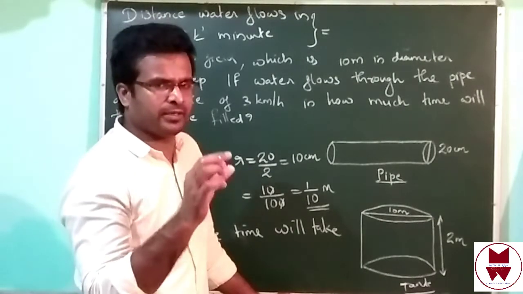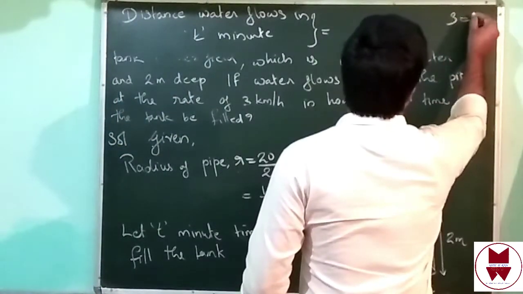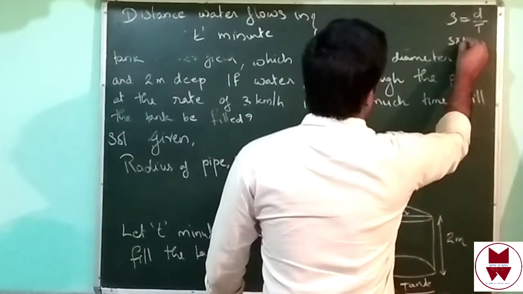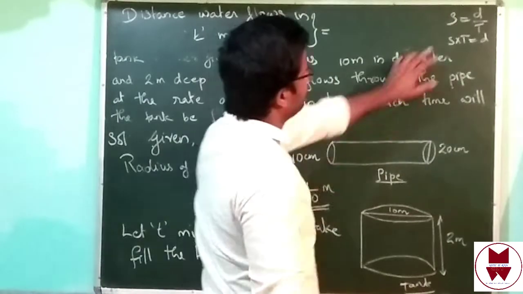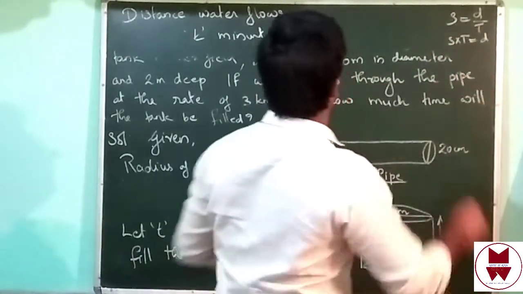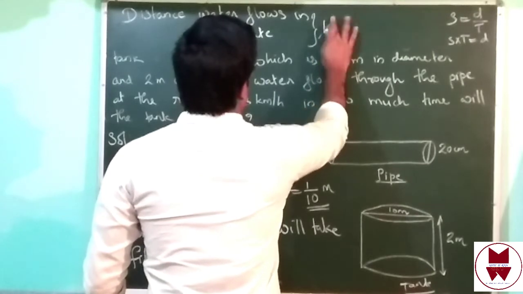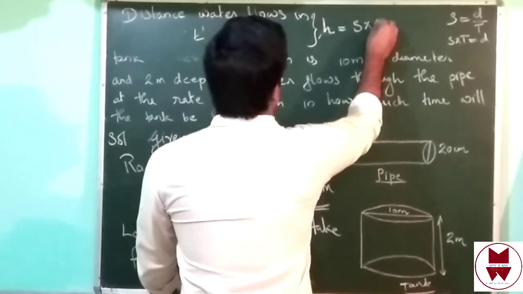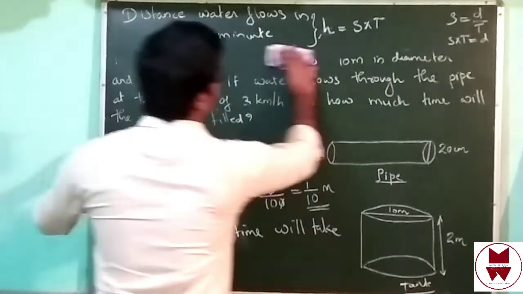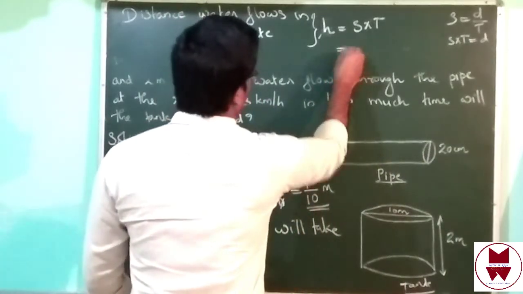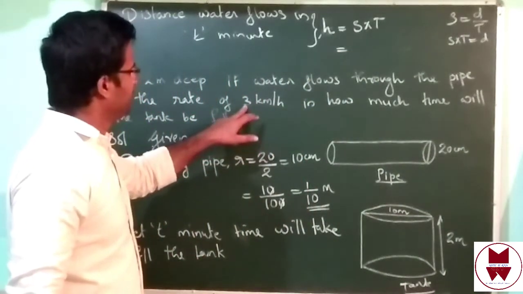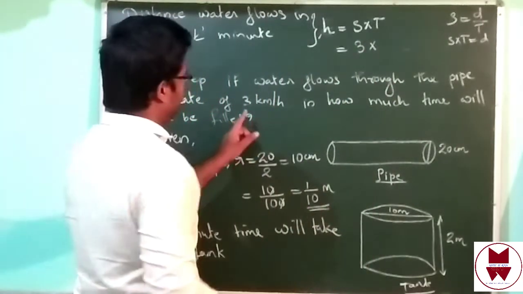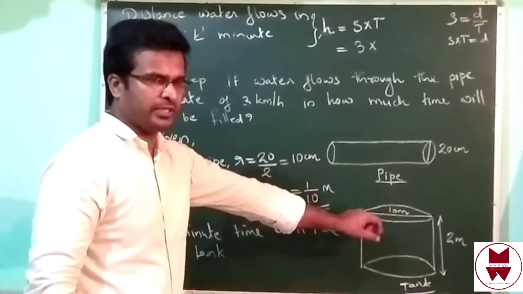What is distance? Speed and distance. You know, speed equals distance by time, isn't it? Then this time we bring to the left side. S into t equals distance. Distance we can write S into t, that means speed into time. This distance we can write h. H equals speed into time. Speed how much? Already given, that is 3 kilometer per hour. Kilometer we have to change to meter, because for the other units we took meter.